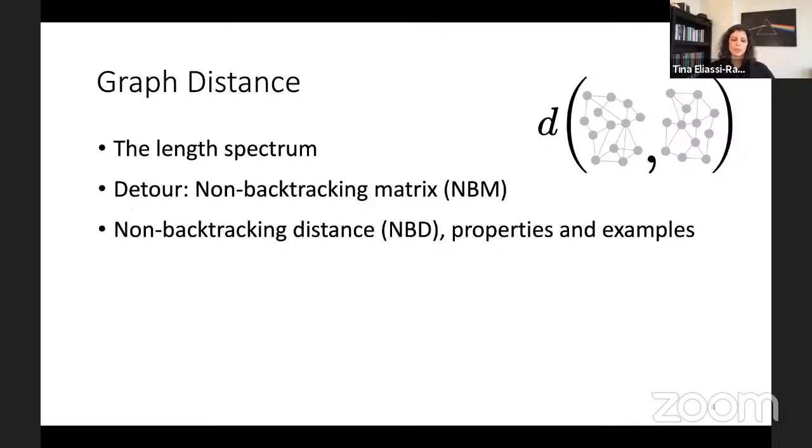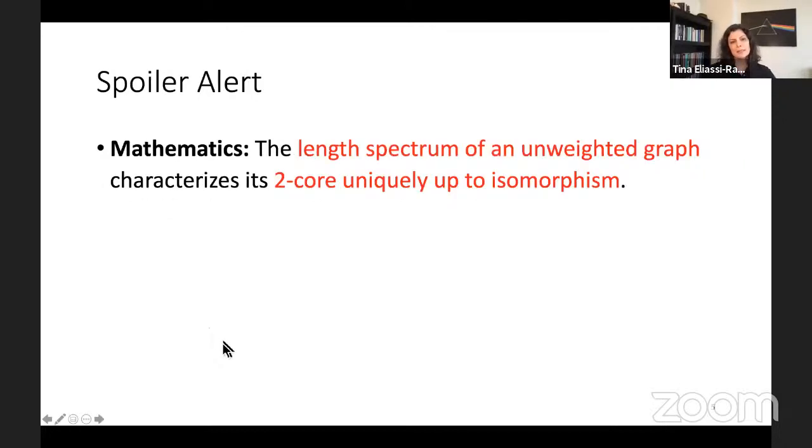What I'm going to talk to you about is the length spectrum, which is a mathematical construct from topology. We're going to have a detour through the non-backtracking matrix, and then I'll talk about the non-backtracking distance and some of its properties and examples. And since this is Zoom and one can doze off, I'll give you the spoiler up front. In terms of mathematics, what we found is that the length spectrum of an unweighted graph characterizes its two-core uniquely up to isomorphism.